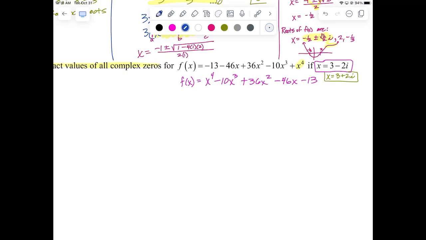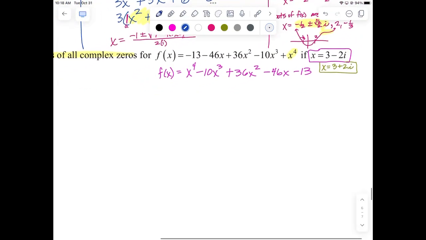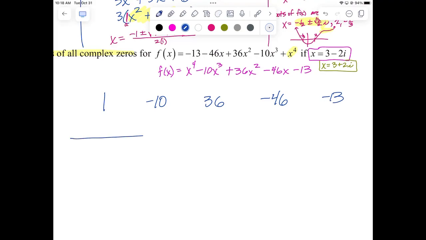Hang in there. Let's write down, we're on example 7, Ajani. Let's write down the coefficients. Leave a little bit more space in between there than usual. 1x to the 4th, negative 10, 36, negative 46, negative 13. A little more space than usual. You'll see why here in a second. And then out front, we put our box, and we know we're going to get a 0 in the remainder box at the end.